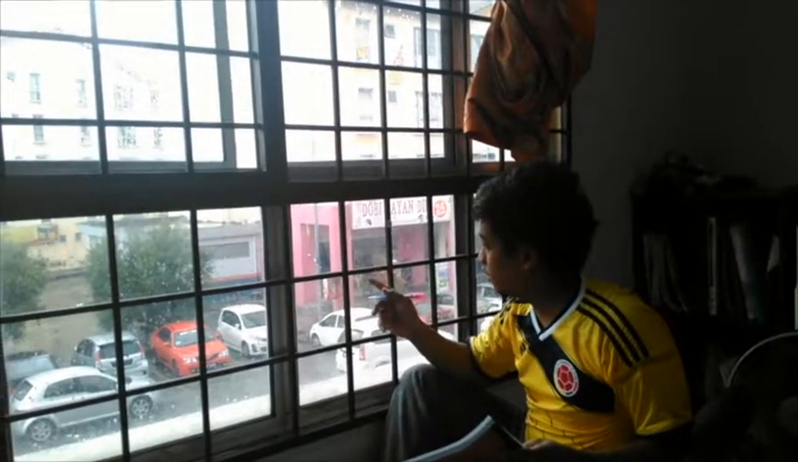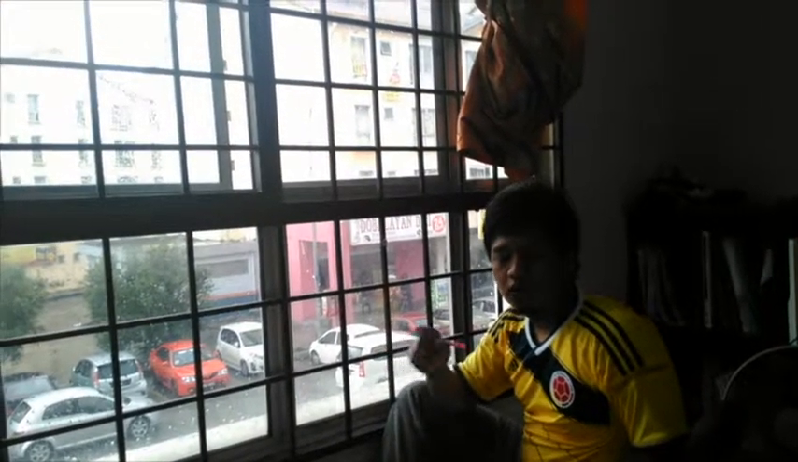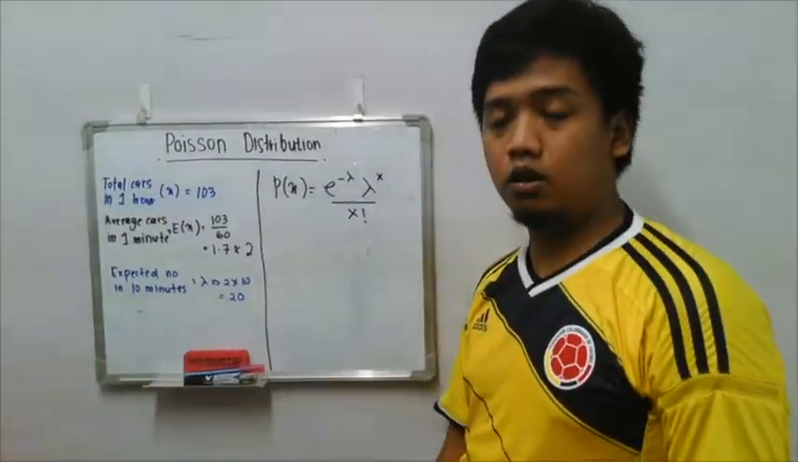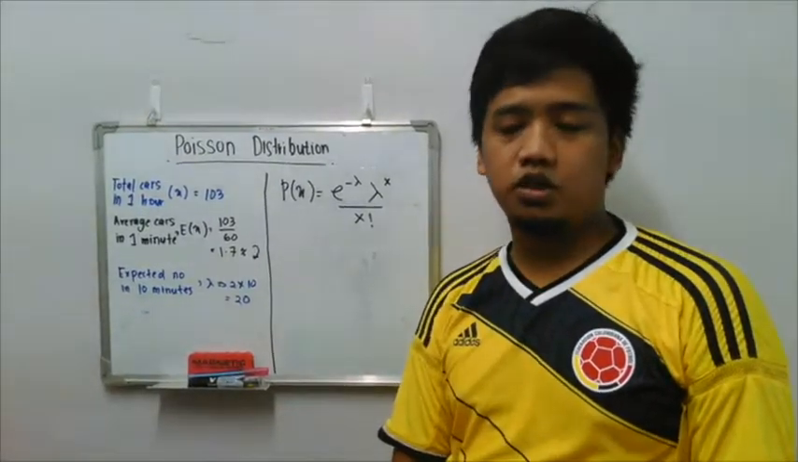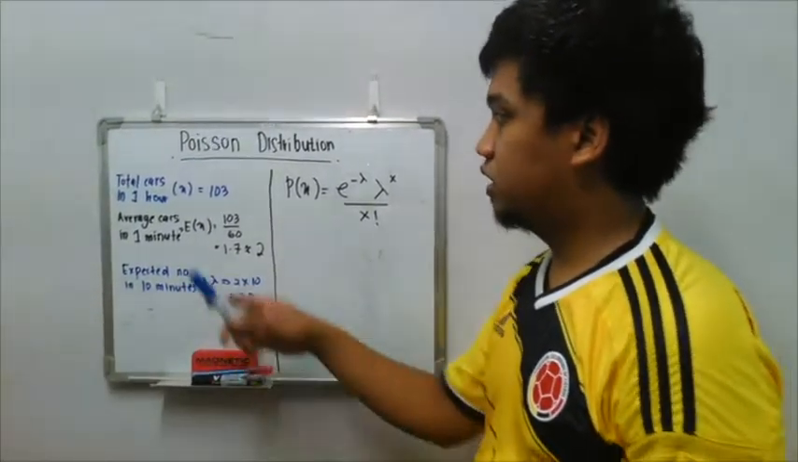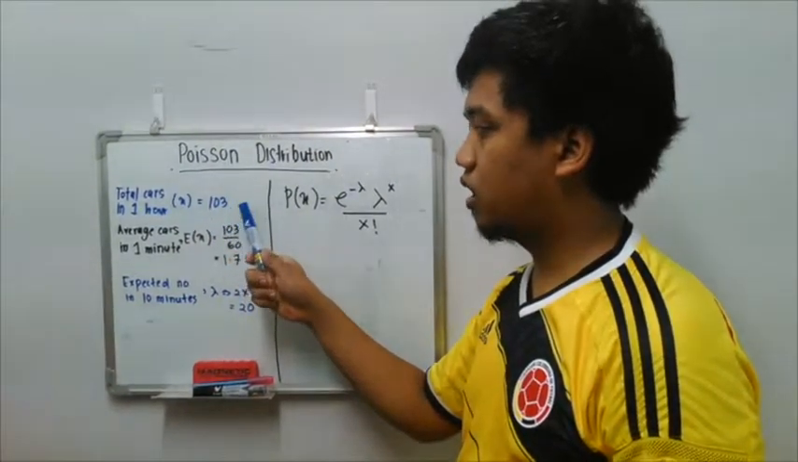We will use Poisson distribution to find the probability of the expected number of cars that pass in front of my house in a given 10 minute period. Poisson distribution is used to calculate the probability that the expected number actually pass in front of my house in a given 10 minutes. So firstly, the total cars that pass through in 1 hour is 103 cars.